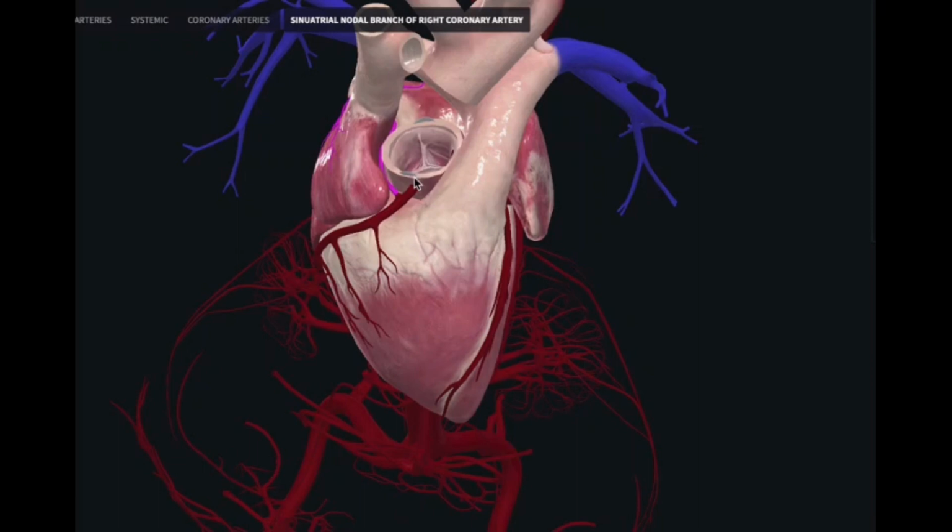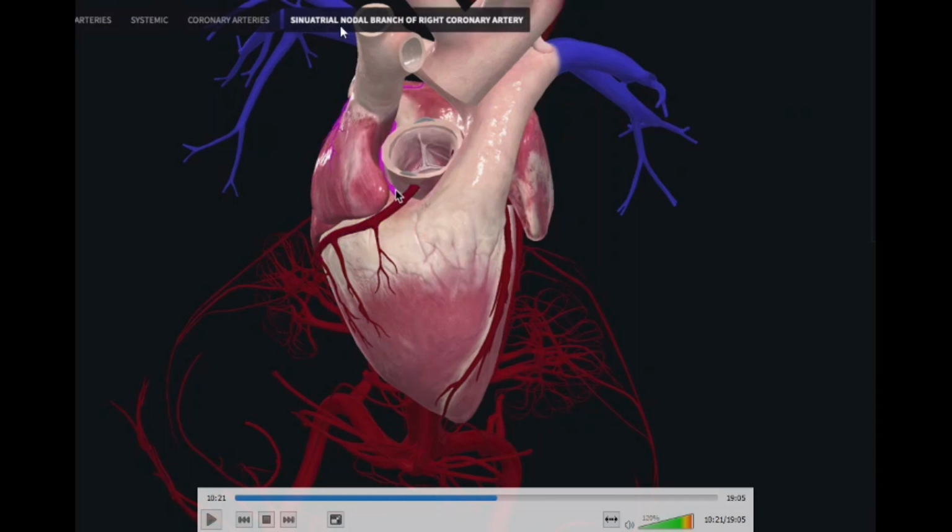So if you have a question in the MCQ, or someone generally asks you what is the first branch of the right coronary artery, then the correct answer is the sinoatrial nodal branch of the right coronary artery, and not the conus. The sinoatrial nodal branch is the first branch of the right coronary artery. Do not confuse it with the conus branch of the right coronary artery. The conus branch is not the first branch of the right coronary artery. It is the sinoatrial nodal branch.